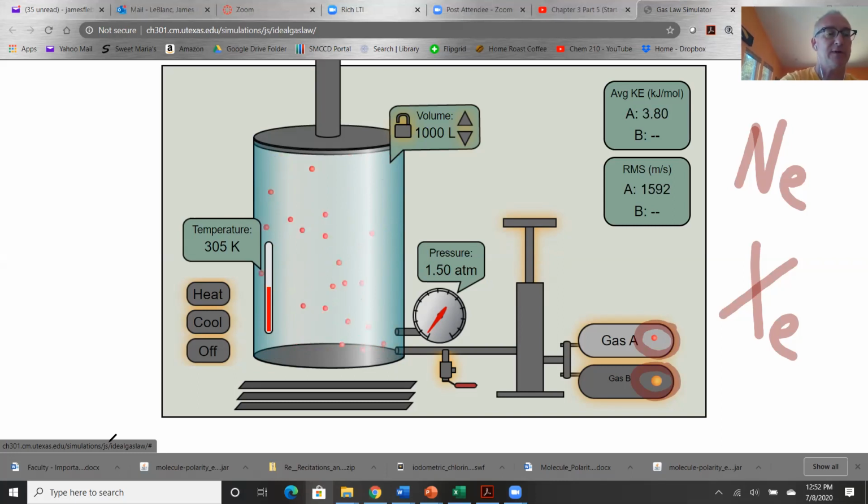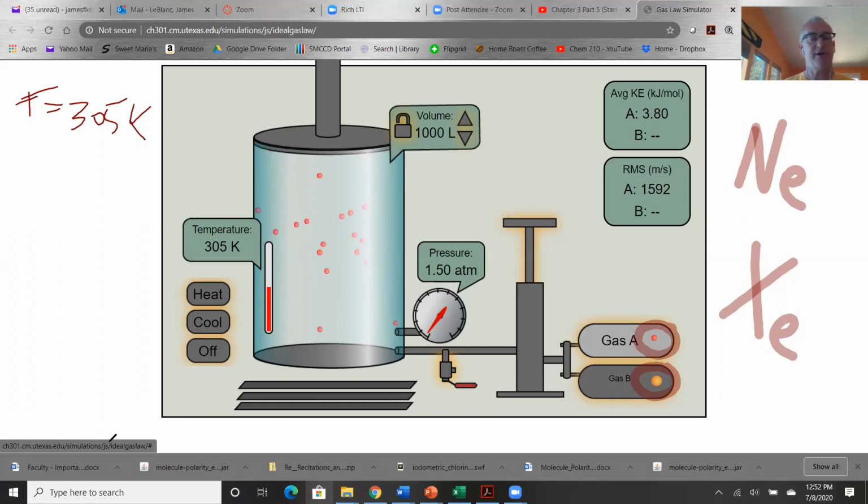So I make a note of my temperature. My temperature is 305 K. Yours will be whatever; I don't know what temperature you're going to use. You can use whatever temperature you want. Just make sure it's the same temperature all the way through. And so my first data point would be when I'm plotting volume in liters.